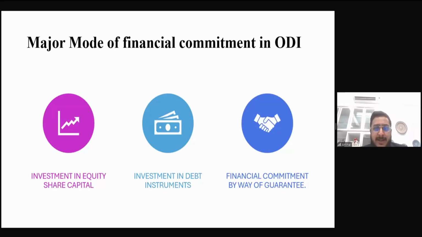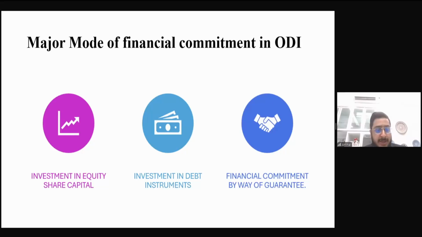So the major modes of financial commitment in ODI, what a lot of businessmen normally do, is first, investment in equity share capital of a foreign entity, or investment in debt instruments, giving a loan to a foreign entity who is a subsidiary, or giving a financial commitment, maybe by way of guarantee.